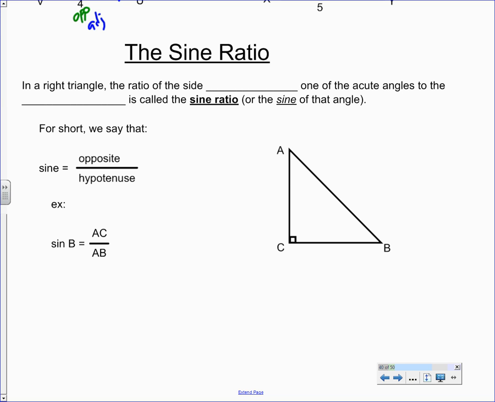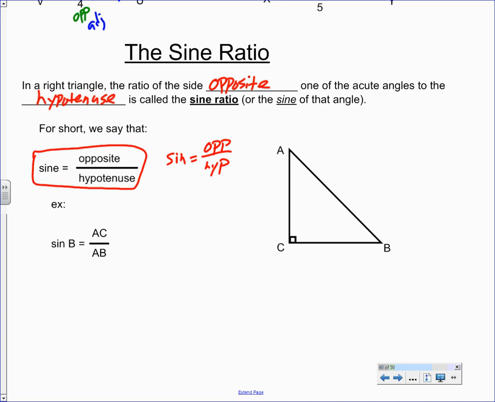So the next one of our trig ratios is called the sine ratio, S-I-N-E, sine ratio. This is the ratio of the opposite side to the hypotenuse. Again, this is a ratio. For short, we can say sine is opposite over hypotenuse. We abbreviate sine by saying SIN. That's opposite over hypotenuse.